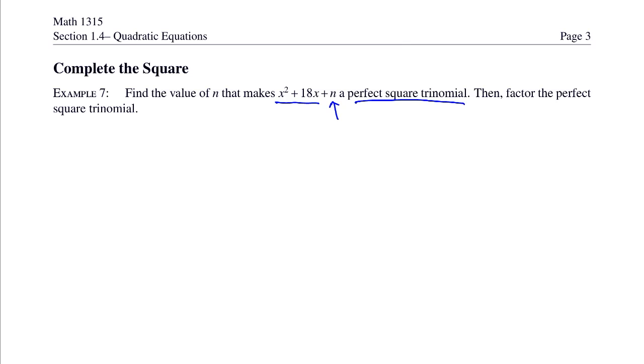A perfect square trinomial is one that factors into two factors that are exactly the same, i.e. it's a perfect square. So to do this in the process, you start with the coefficient of the x term, and that's 18, and we'll take half of that. Half of 18 is 9, and then take the 9 and square it, end up with 81. So n is equal to 81. 81 is the only number that will make x squared plus 18x plus some number a perfect square trinomial. 81 is that number.